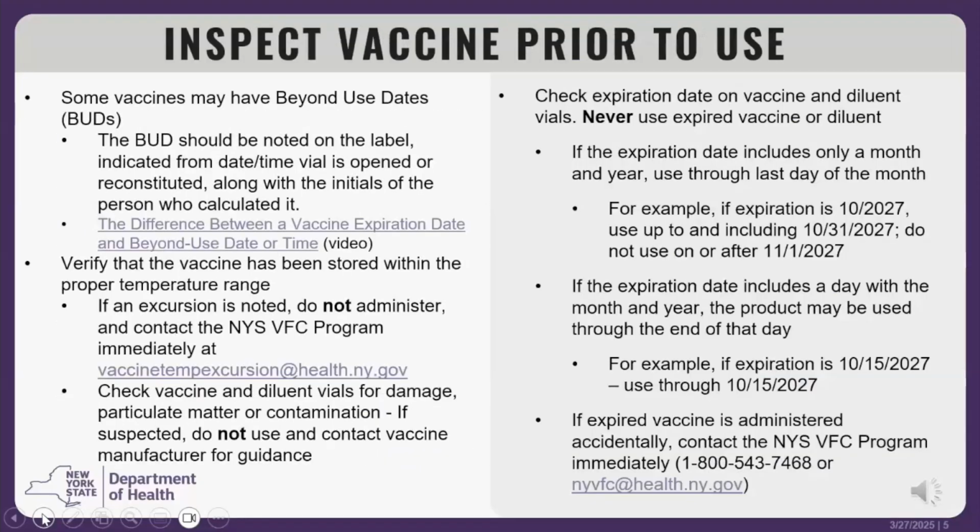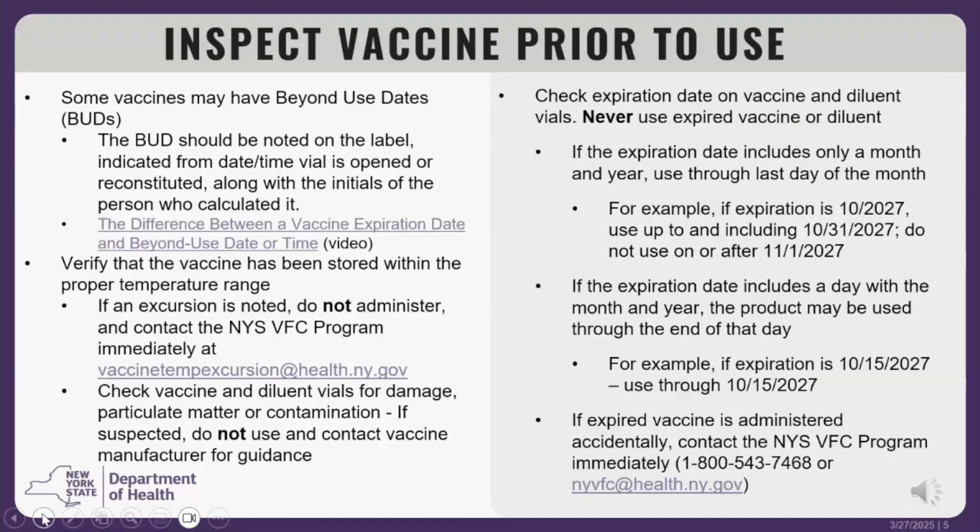The expiration date on each diluent and vaccine vial should always be checked before preparing vaccine for administration. If the expiration date includes only a month and year, use through the last day of the month, unless otherwise stated. If the expiration date includes a day with the month and year, the product may be used through the end of that day. Never administer expired vaccines.